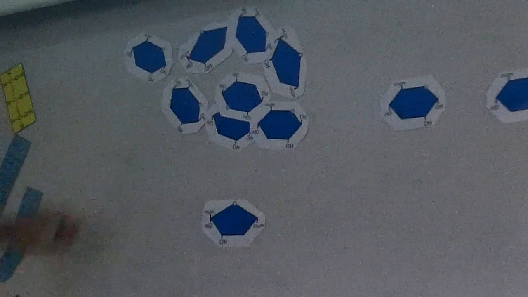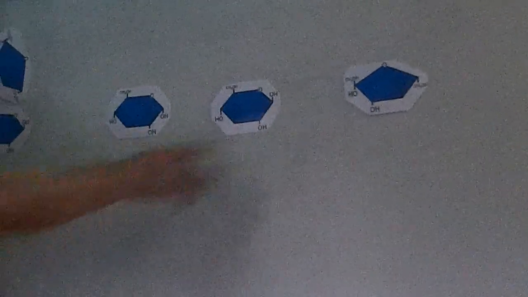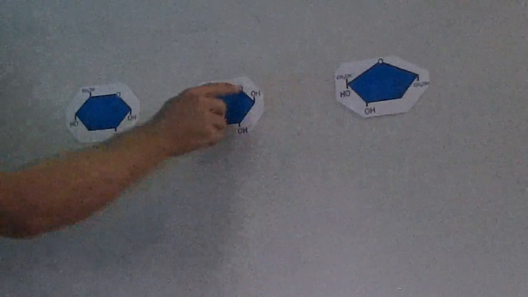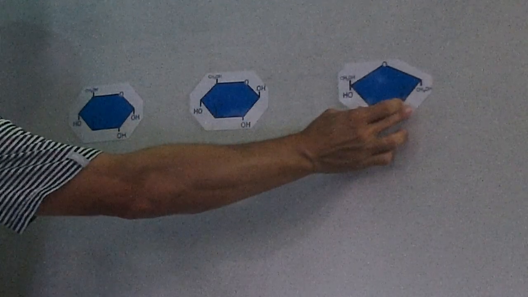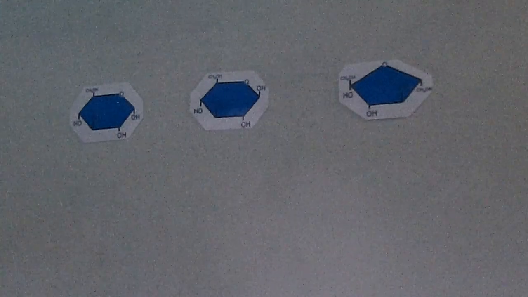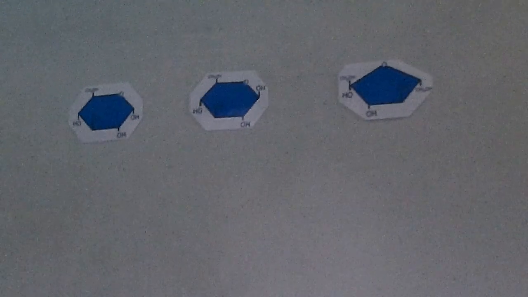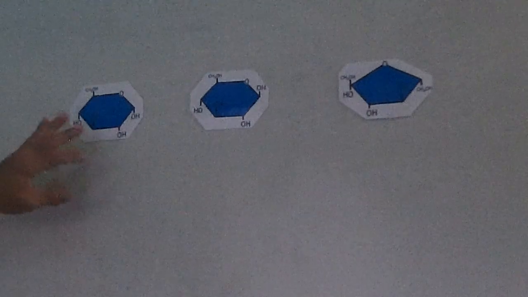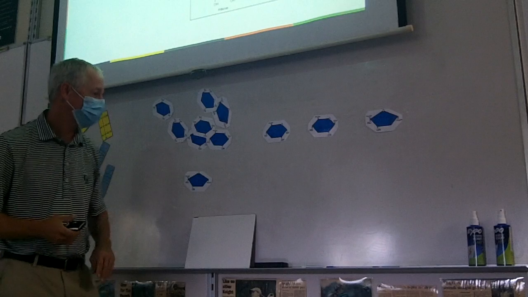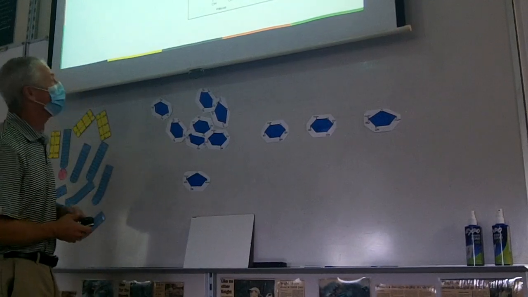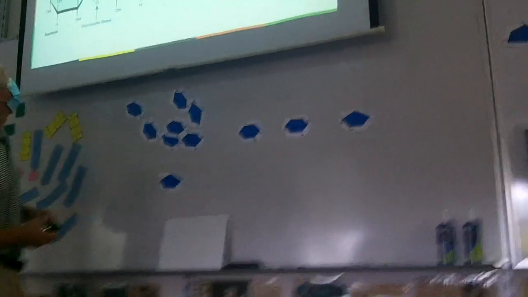Then you have fructose. Fructose is very obviously different. It's a pentagon instead of a hexagon. So look at the difference there. Very pronounced. All of these, by the way, are C6H12O6. They all have the same formula. They're isomers, yeah.